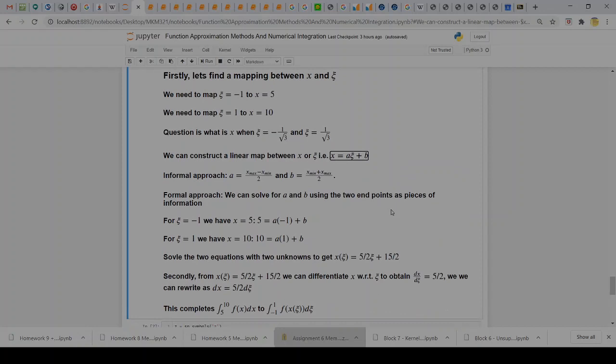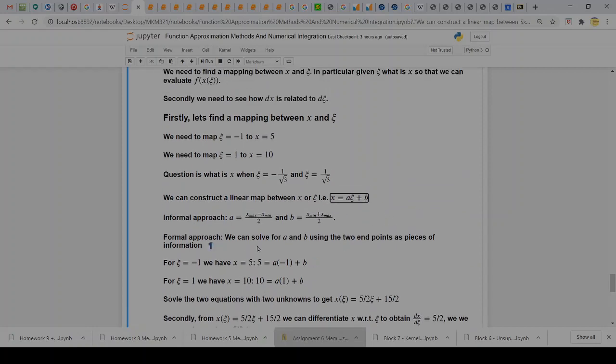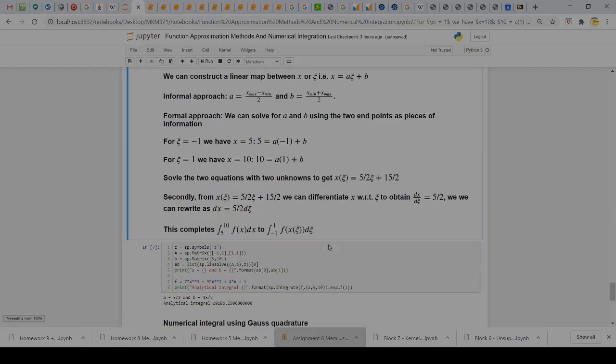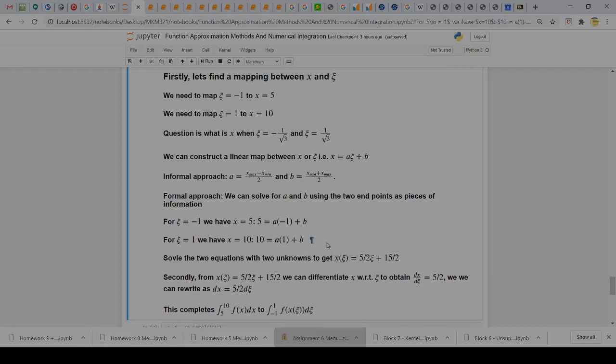If you're not comfortable doing it that way, that was a reasoning-out kind of approach. If you want to do it more formally, you can easily say, at psi equals -1, x is 5, first equation; psi equals 1, x is 10, second equation. That's a 2 by 2 system of linear equations; solve for a and b. When you solve it, you'll see you recover the slope and intercept that we reasoned out.